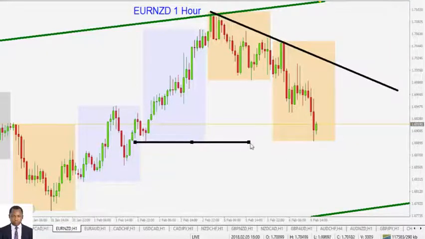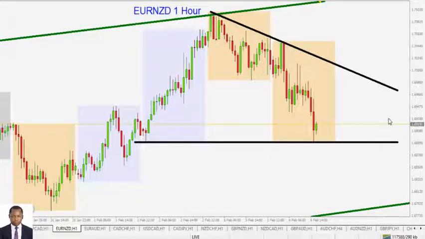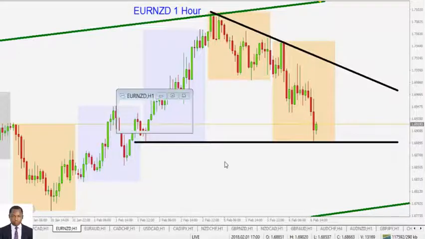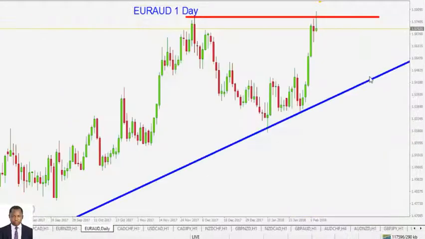Just a range. Let's keep this low here. Okay, not a market for us. The euro against Australian dollar, daily level of resistance.